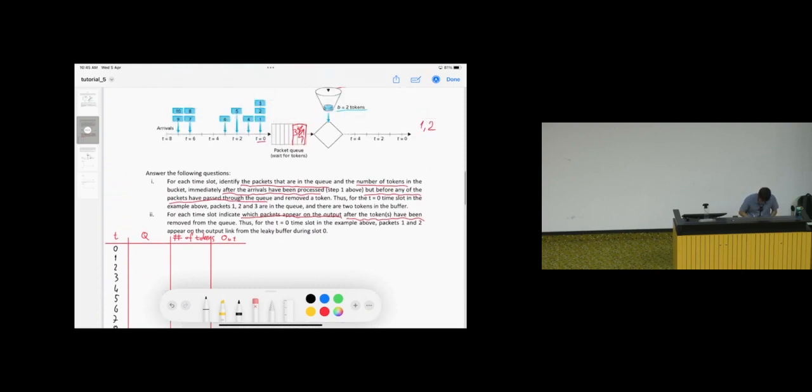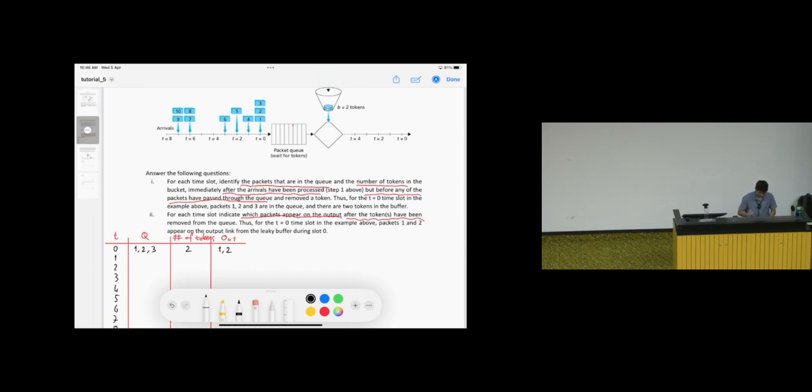So let's erase these. So at time 0, 3 packets arrived. So I have all these 3 packets in my queue, because this is before they are processed by the bucket. And I have 2 tokens as my starting condition. And I have, after these are processed, these tokens will remove packets 1 and 2, because it is first in, first out. And I'm going to have packets 1 and 2 in my output.